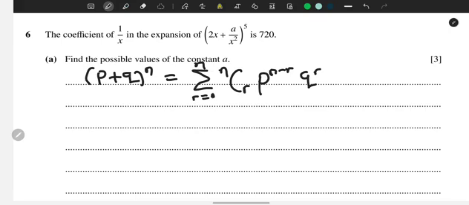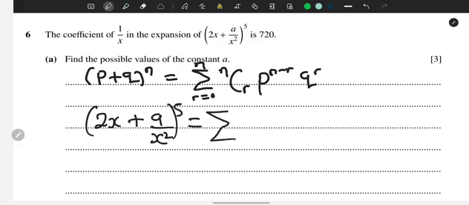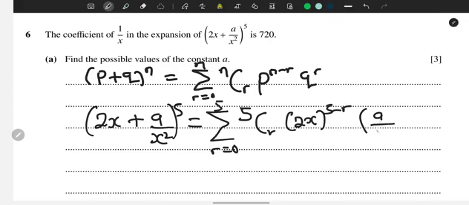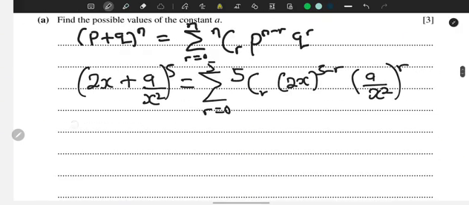Now let's compare this formula with the given expression, which is (2x + a over x squared) all to the power of 5. So this implies that n here is 5, so you have 5 combination r, where p is 2x, raised to 5 minus r, and q is a over x squared raised to the power of r. Now remember, we are looking for the coefficient of 1 over x. So for us to get the coefficient of 1 over x, r here must be 2. When r is 2, you have x to the power of 4 at the denominator, and x cubed at the numerator.